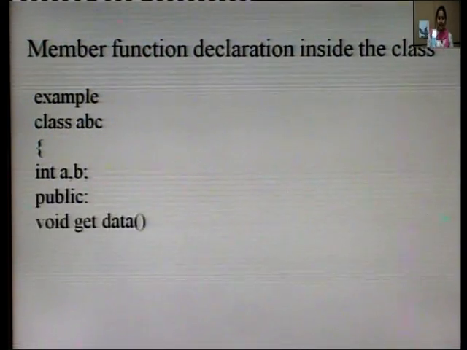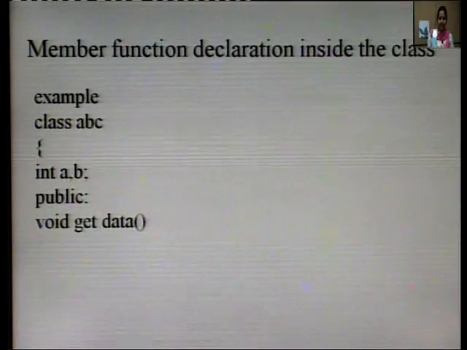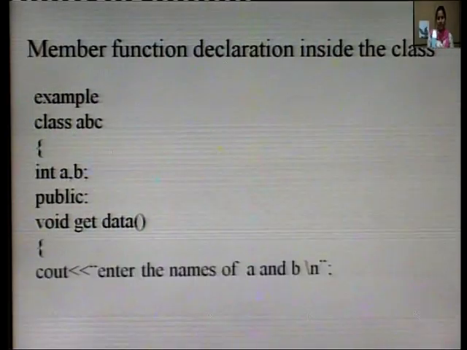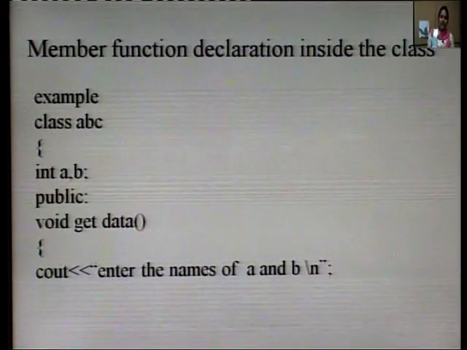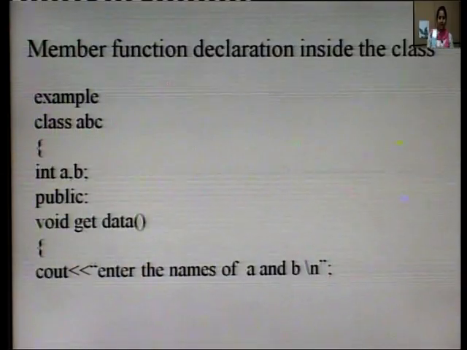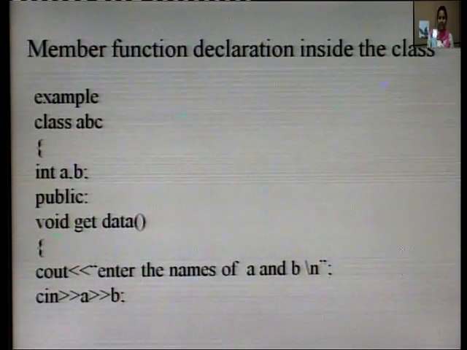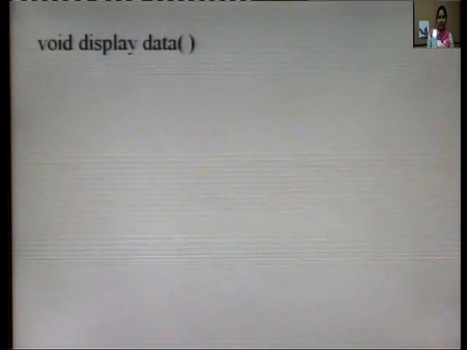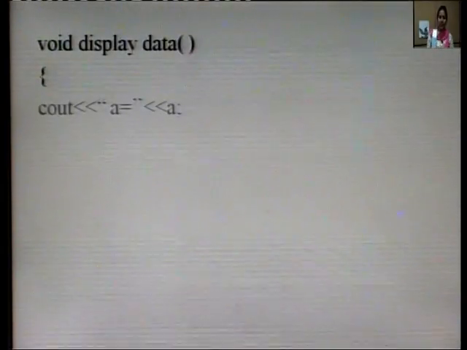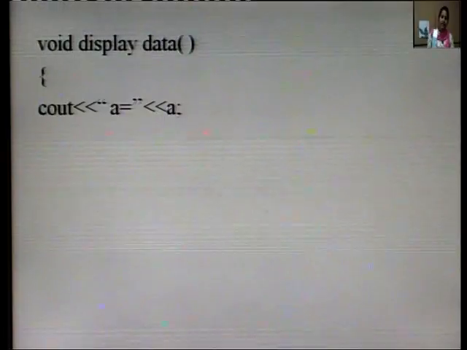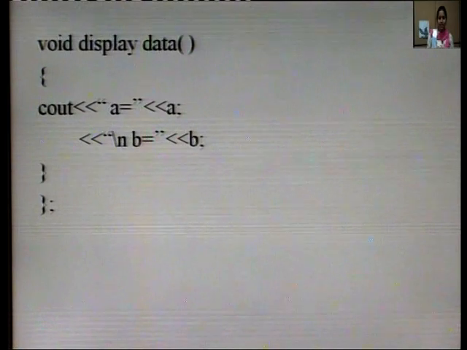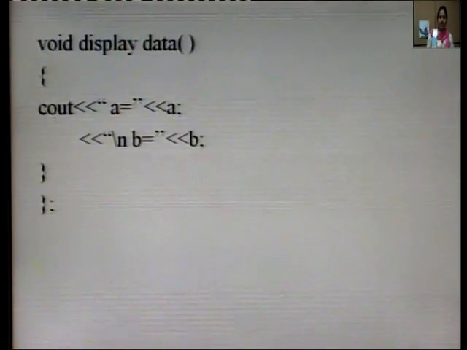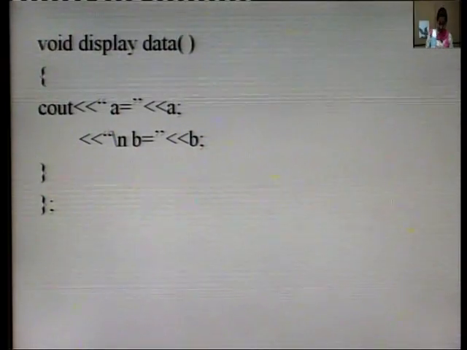So in the public section, we are providing void getdata, then we start defining the function body, then enter the values of A and B, so in A and B the values will be entered. Then in displaydata, we can display whatever values we entered on the screen. The semicolon indicates the end of the class. That is the concept of declaring a member function inside a class.